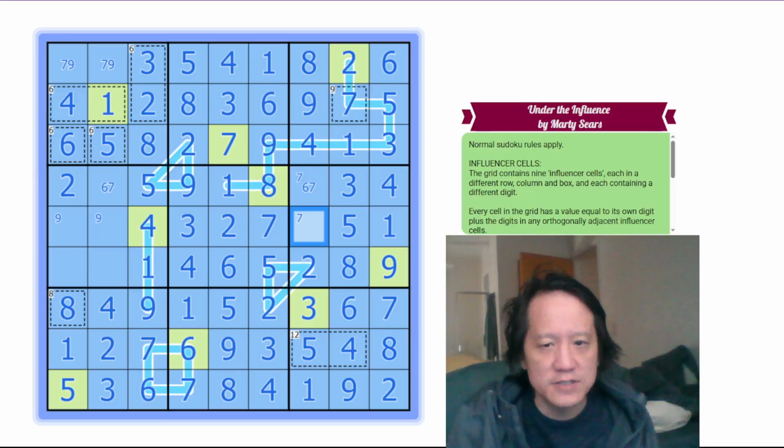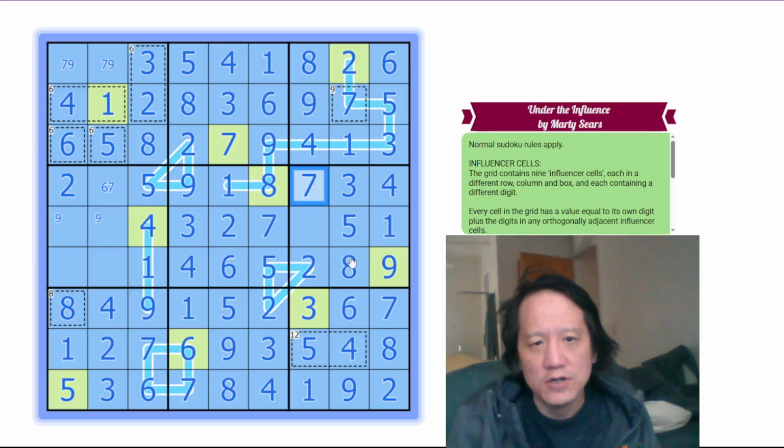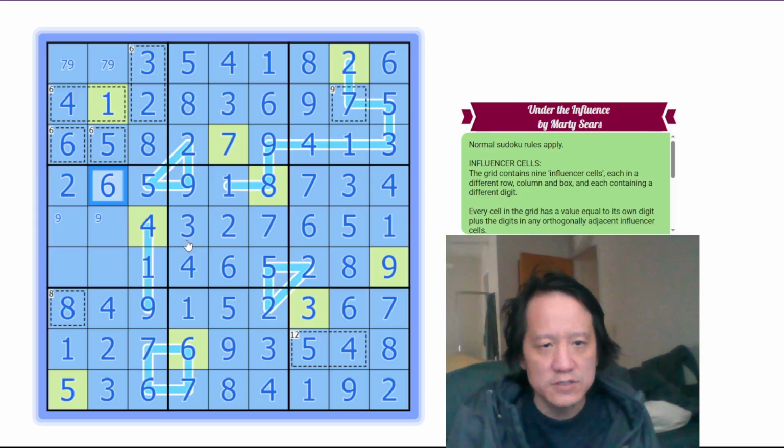This 7 eliminates 7 here. Where's the 7 in column 7? It has to be here. So that's 7, which makes this 6. 7 eliminates 7 here, so it's 6.